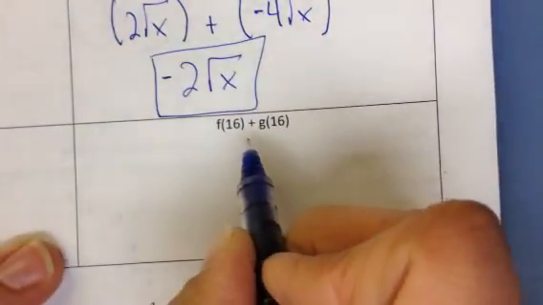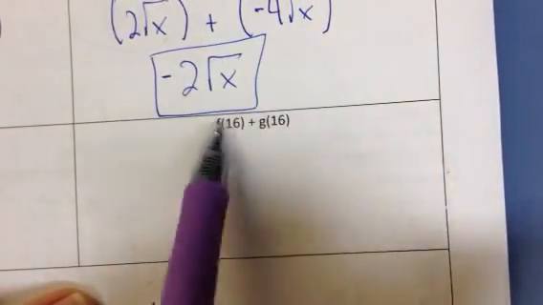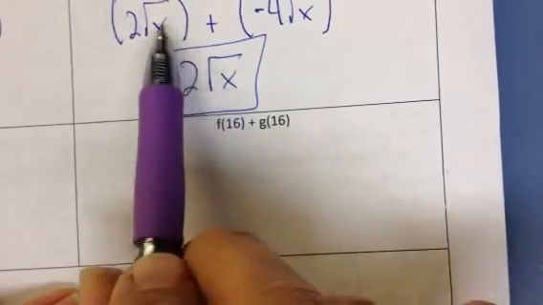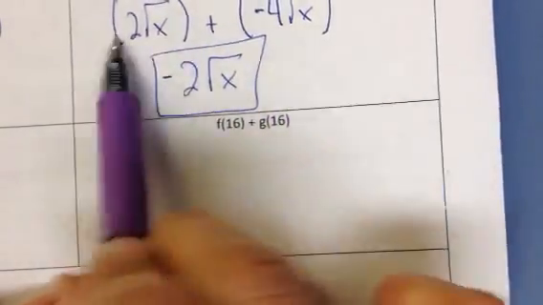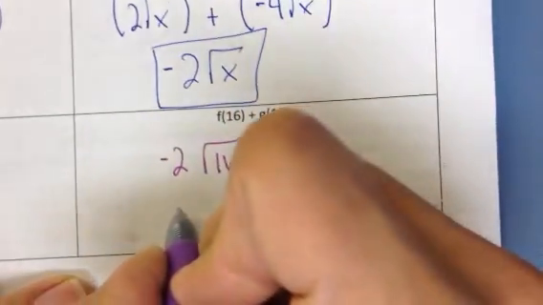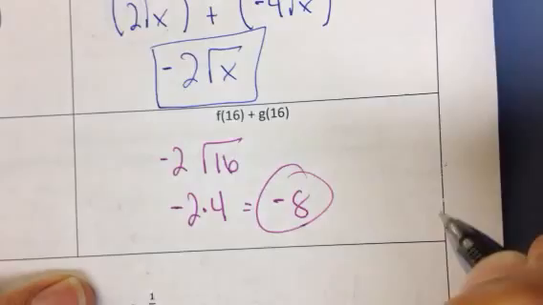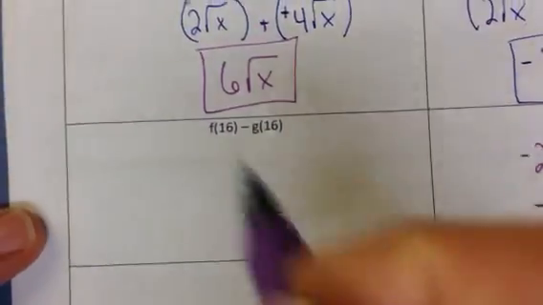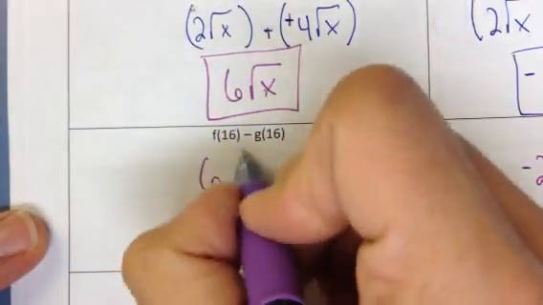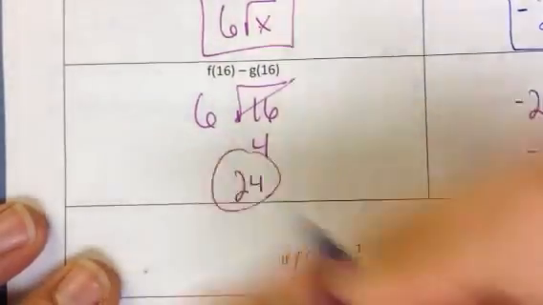Now this just says evaluate in your new version of it. So here's the new version of it after I added them. Just put 16 into here. You can put 16 in here and then add them up, but this will be faster. The square root of 16 is 4. So when I'm done, -8 is my answer. And the same thing. I'm just going to put 16 into here. 6 times 4 is 24.